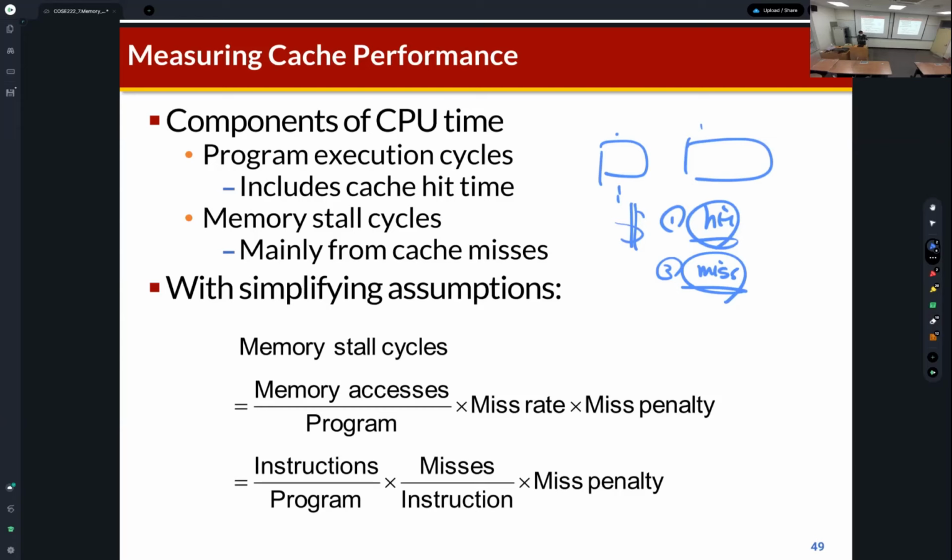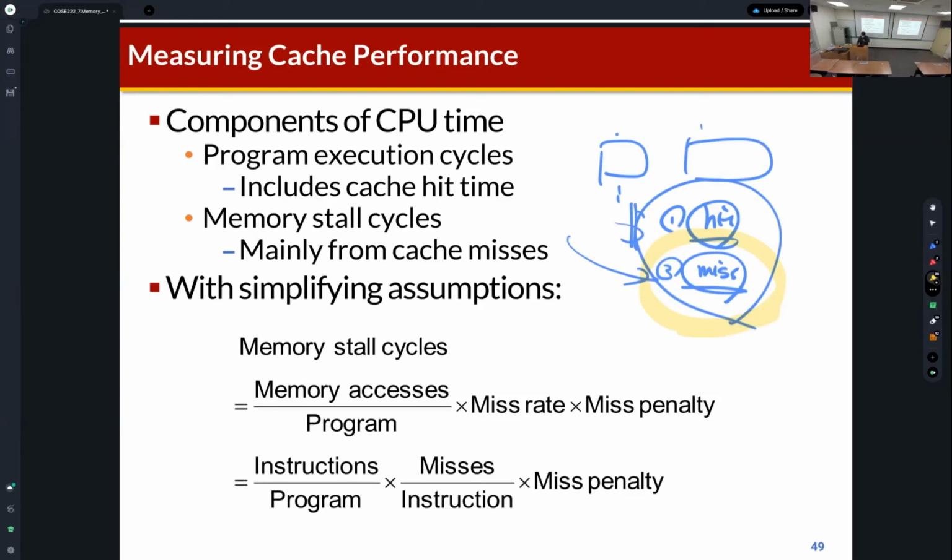So when we consider the performance of our processor, we also need to consider the performance of the cache hierarchy, right? Because there are 2 cases, hit cases and miss cases. Then we need to also consider these miss cases when considering the performance of our processors.